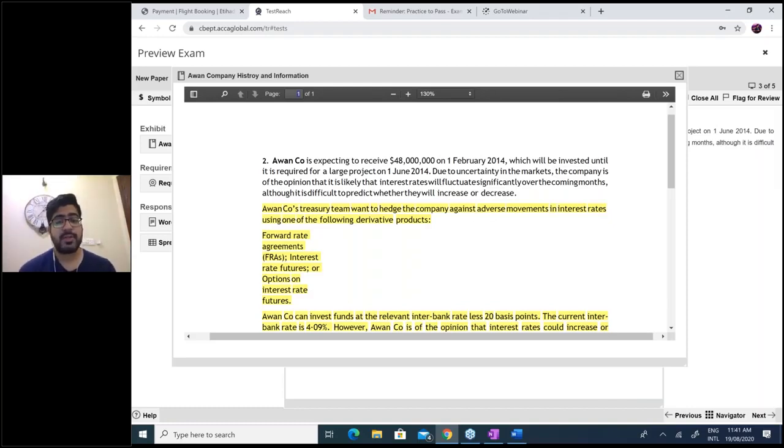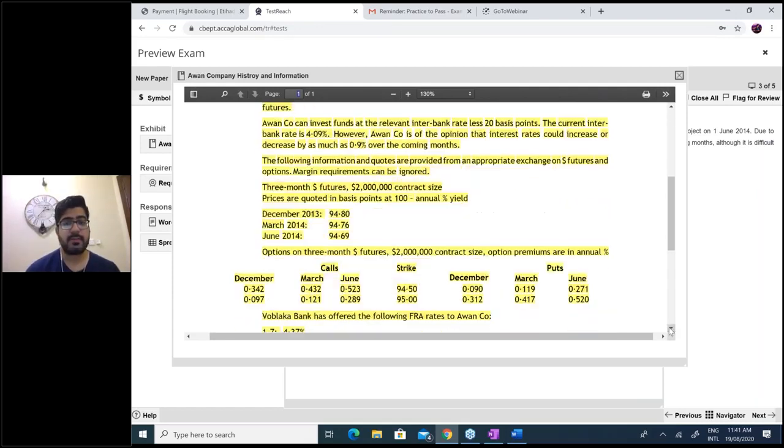Avan's treasury team wants to hedge the company against adverse movements in interest rates using one of the following derivative products: FRAs, futures, and options. Then it states, Avan can invest funds at the relevant interbank rate less 20 basis points. The current interbank rate is 4.09. However, Avan is of the opinion that interest rates could increase or decrease by 0.9.